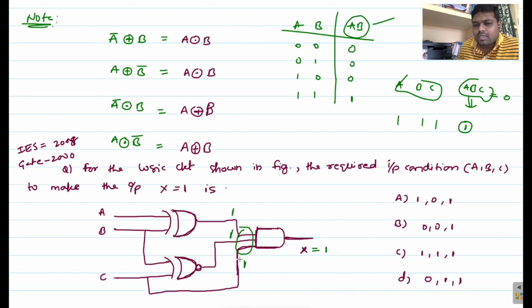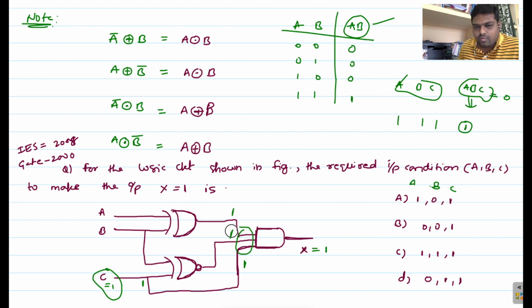So from this circuit, 1 means this will indicate here. That means C equals 1. So one thing is over. Just verify the options. So this is A, this is B and this one is C. Here C equals 1, but in all the options C is a common element, right? That means C equals 1 in all options, so you cannot eliminate any option. Now you can move to the second variable, that is B.